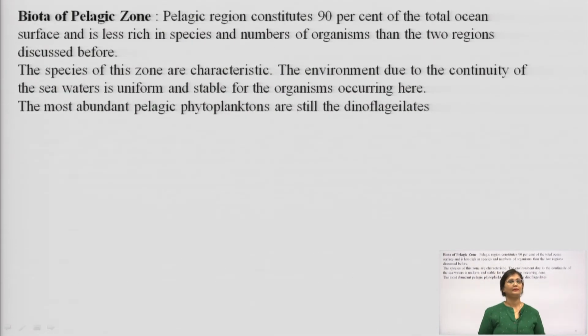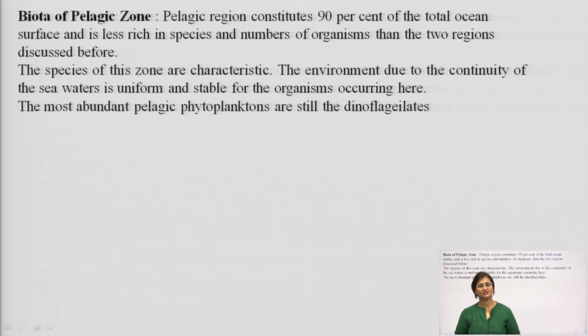Now, talking about the biota of the pelagic zone. The pelagic region constitutes about 90% of the total ocean surface. It is less rich in species and number of organisms than the two regions which were discussed before.